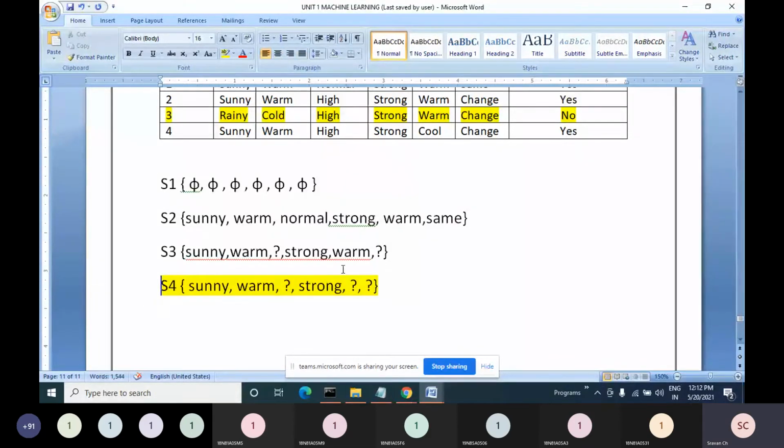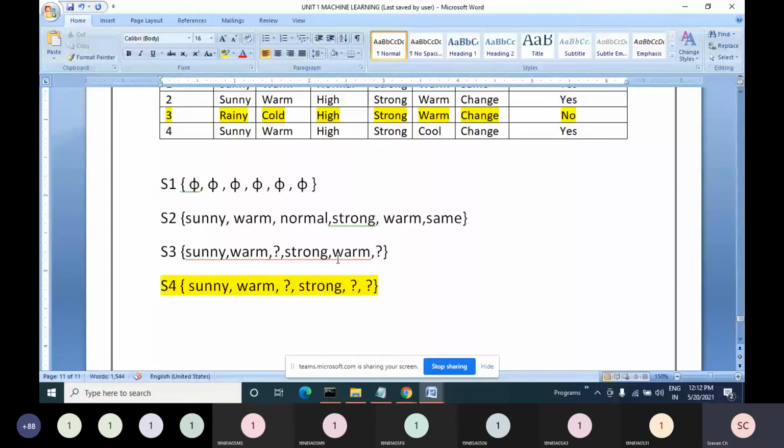Now compare this existing most specific hypothesis with your fourth record. Sunny and sunny, matching, no issue. Warm and warm, matching, no issue. Retain the values. Question mark and high. The question mark has more priority, so put the question mark as it is. Strong and strong, matching. Write it as it is.